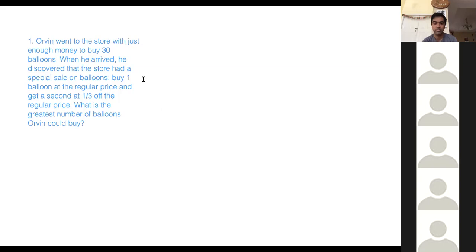Yeah, so I define the terms because it says buy one get one third off. So I define buy one as X and a third off is 2/3 X. So to get two balloons, you're spending 5/3 X. We know that we originally had enough money for 30X. So 5/3 times 18 is exactly 30. So we know that from that we can afford 18 of that deal. So 18 times 2 is 36.